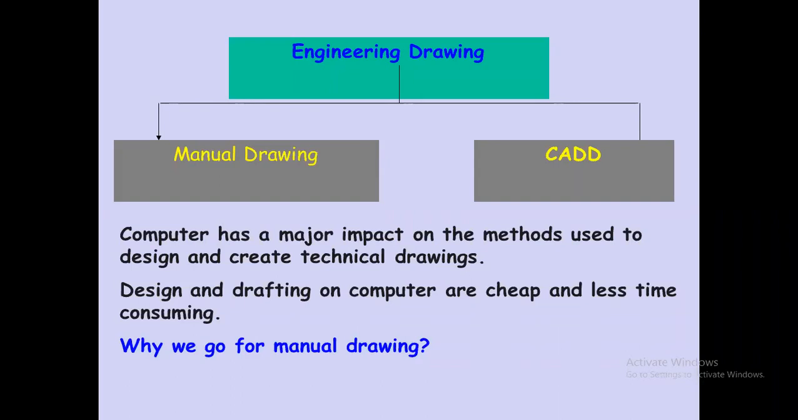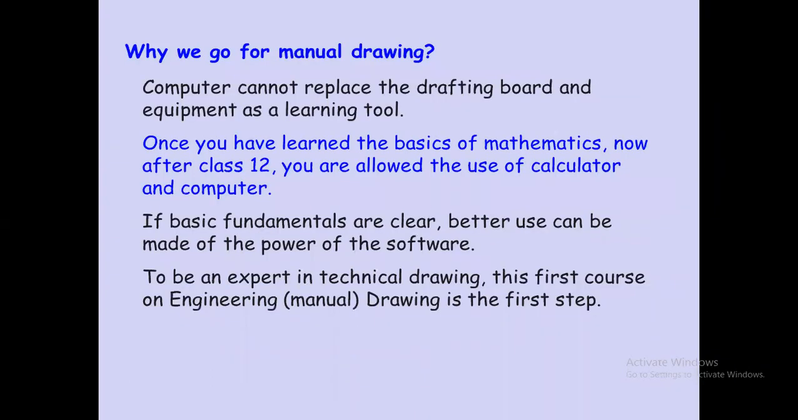First thing is, why we have to go with manual drawing? That is, we have to study. A computer cannot replace the drafting board and the equipment as learning tools. Once you have learned the basics of mathematics, after the 12th class, you are allowed to use the calculator and computer. Correct? So just like a calculator and computer, first you have to know the basics of drawing. If you have the simple basics, you can easily use the software, just like mathematics.